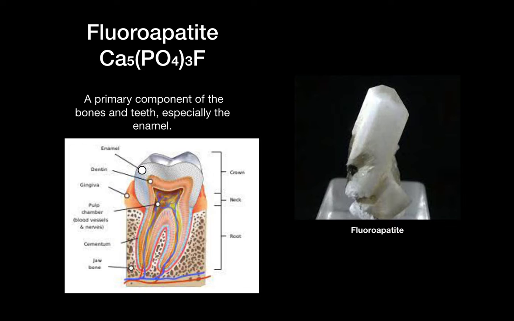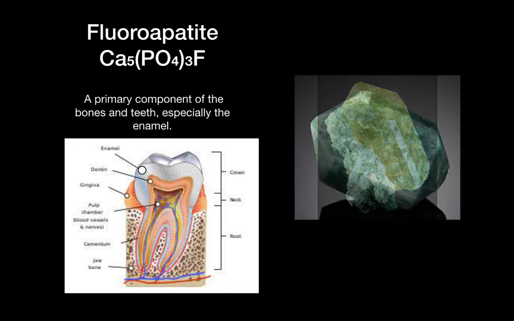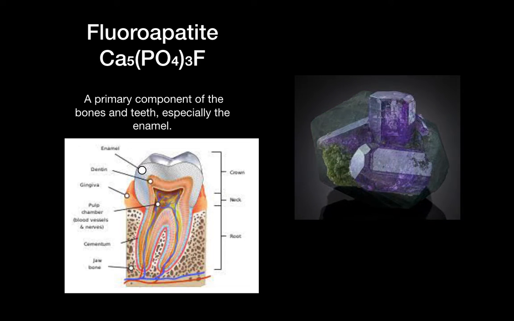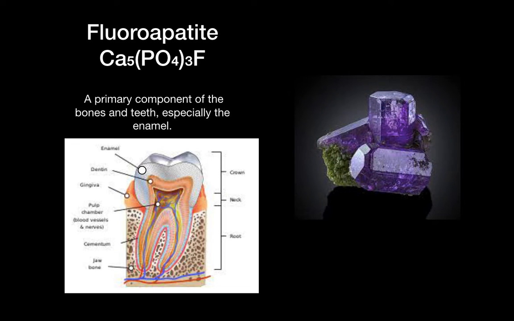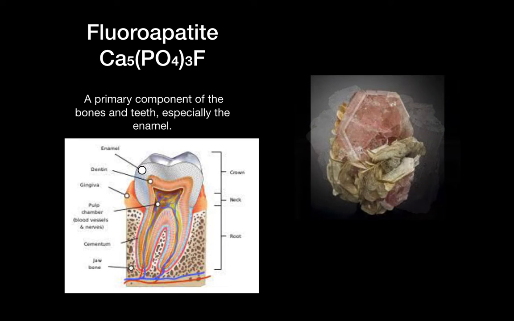The second most common type of apatite is fluorapatite, and it is a primary component of our bones and our teeth, especially the enamel, which is pictured to the left of the screen. It comes in a variety of colors, and it's interesting to note that the ancient Daoists may have seen this stone and thought that it resembled the teeth because it looks like teeth in its matrix. But yes, it also looks like the gums, and it's especially beneficial for the enamel.